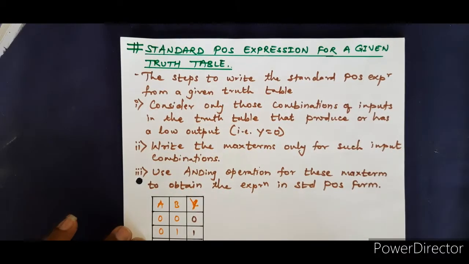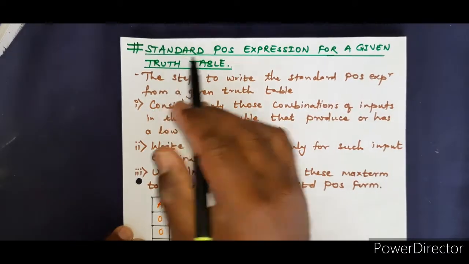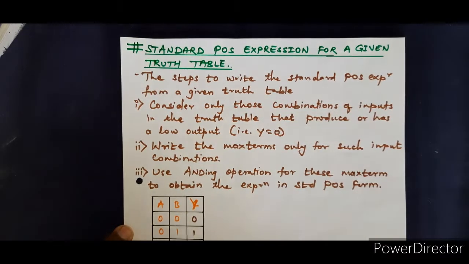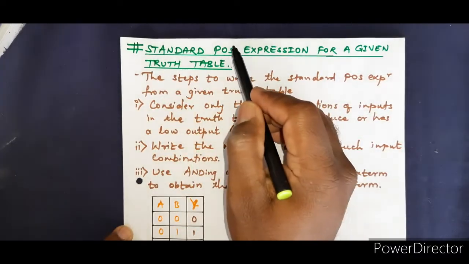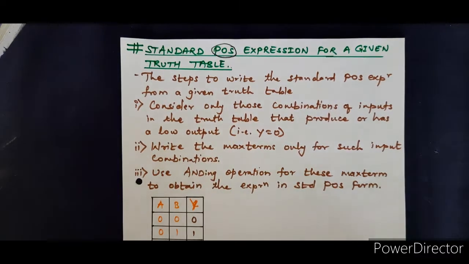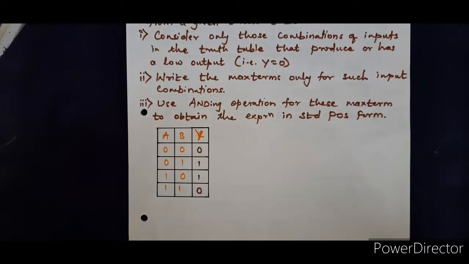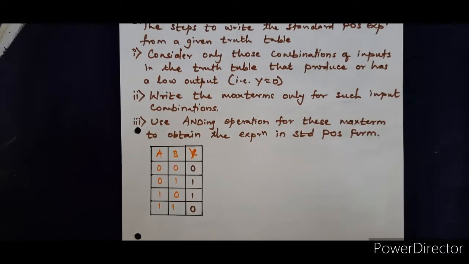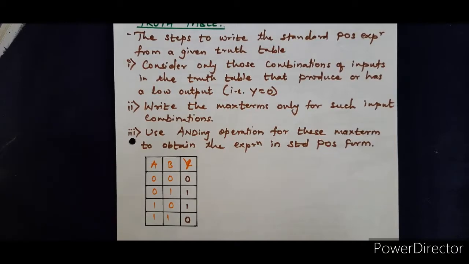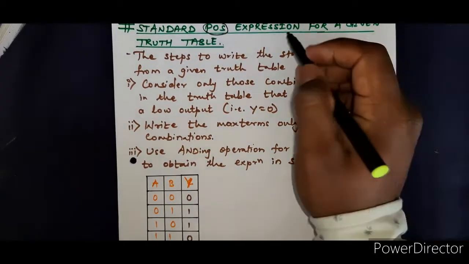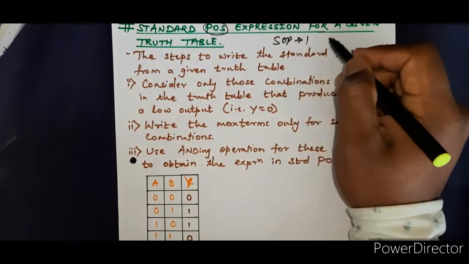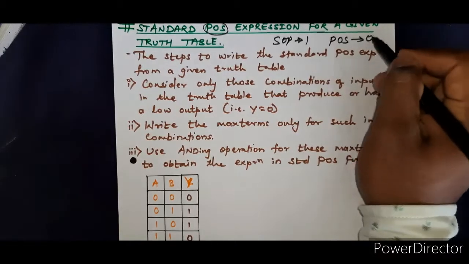So hello student friends, in the last lecture we had seen the standard SOP equation for a given truth table. In this lecture let us see the standard POS expression for a given truth table. So we can consider the same truth table, and we can just refer to the steps again. Now the steps are quite similar. Just instead of the 1 we went for in SOP, here POS corresponds to 0.